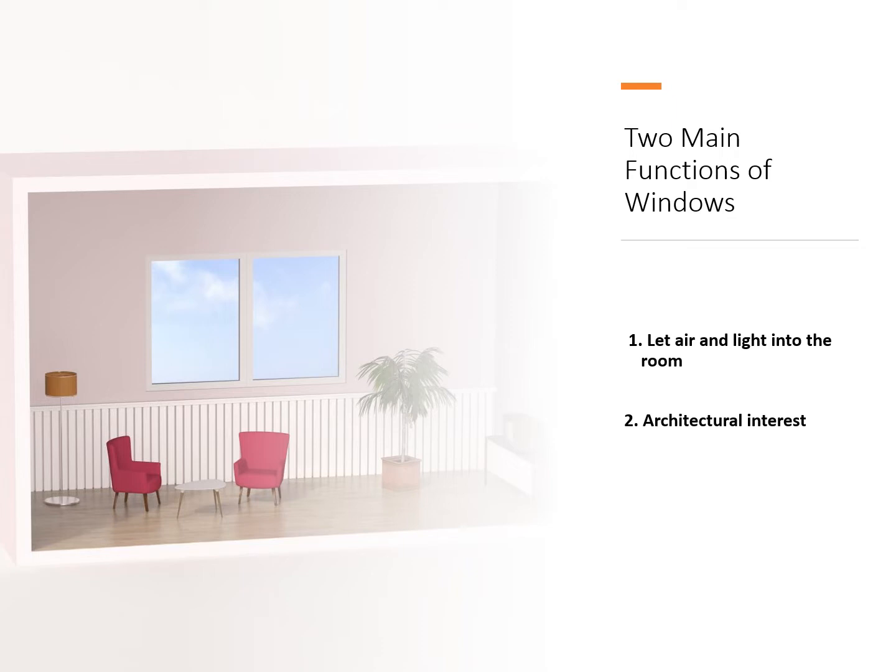So we will start the presentation by describing the functions of the windows. Usually a window serves two main functions. Number one, windows let air and light come into the room. And number two, windows also show the interest of the involved architect.